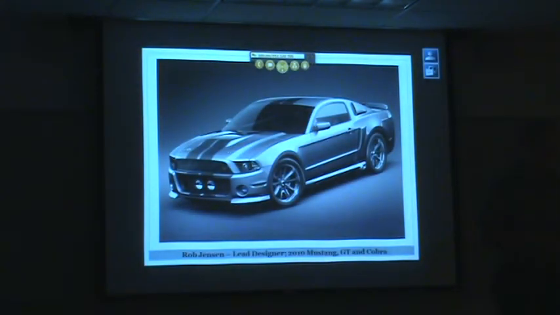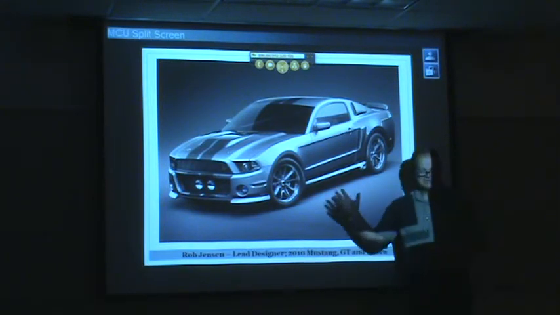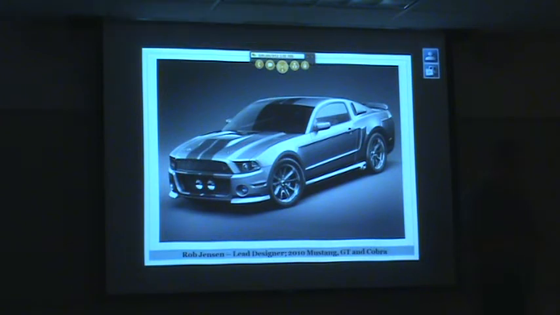So this is a car that I have fallen in love with. The reason that I have fallen in love with this car and want someday to have one in my garage is because my oldest son was the lead designer on the 2010 Mustangs. He worked with a number of other designers, but he was over them.